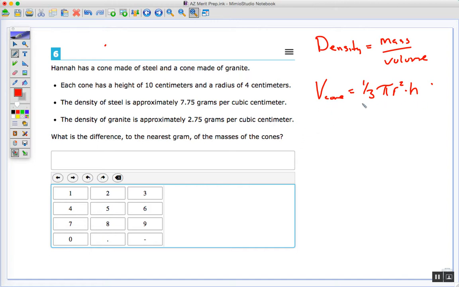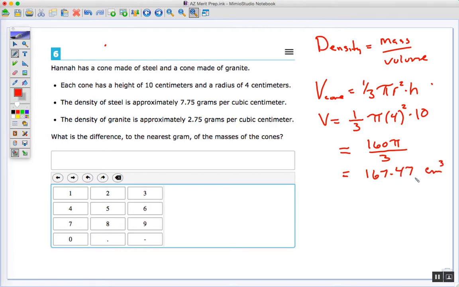So let's start by calculating the volume of a cone that has a height of 10 and a radius of 4. It's going to be equal to 1/3 pi times 4 squared times 10. When we simplify that, we get 160 pi divided by 3, and that is equal to 167.47. And remember, volume is cubed, so that is in cubic centimeters.